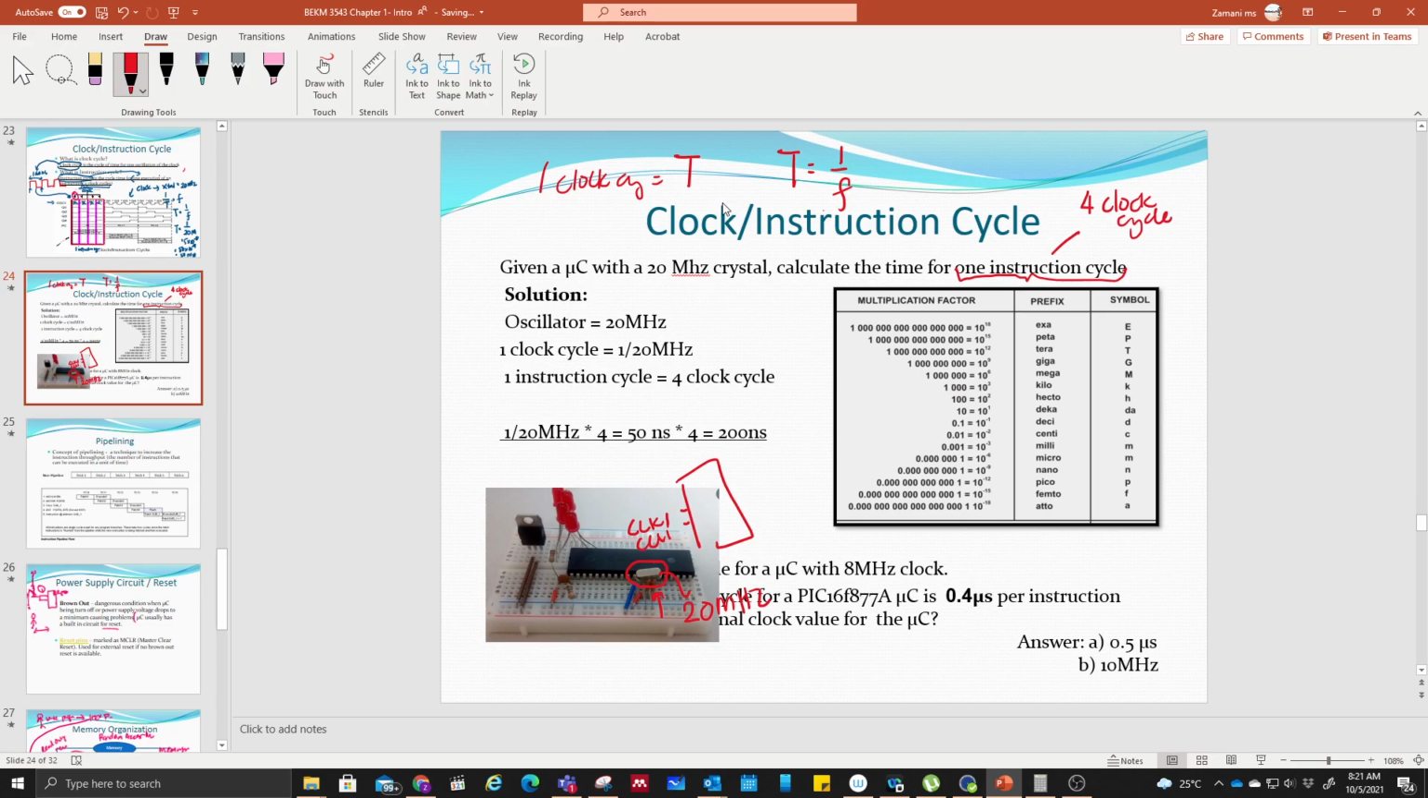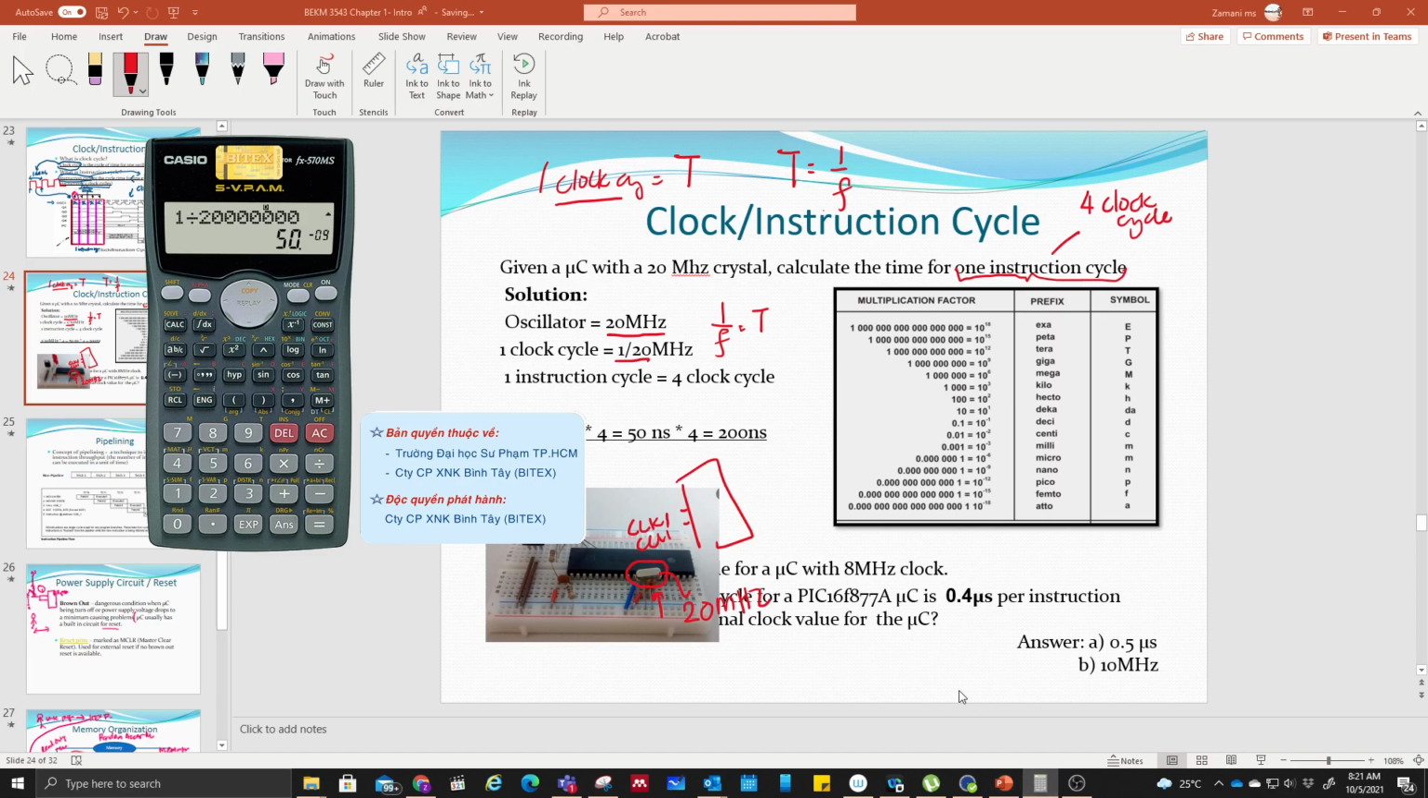Okay, let's try to look at this one. The question is calculate the time for one instruction cycle. So you have to find the clock cycle first, and then you have to multiply by 4. The first one, the oscillator over here, is given 20 megahertz, and one clock cycle is equivalent to 1 over f, the period. If you go back to the calculator again, this is the same example just now. 1 over 20 megahertz is equivalent to 5 times 10 to the power negative 8, right?